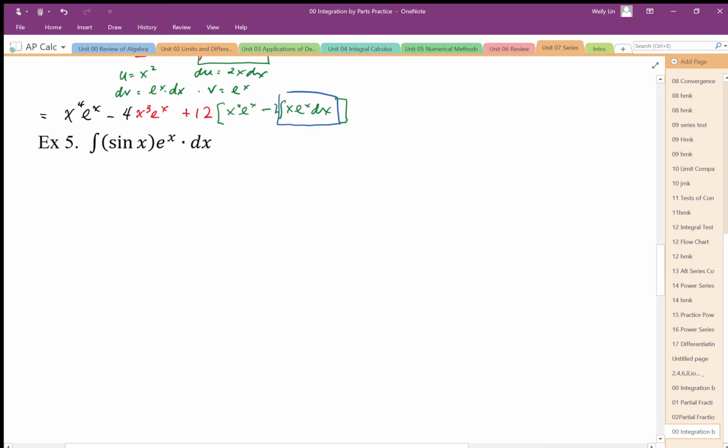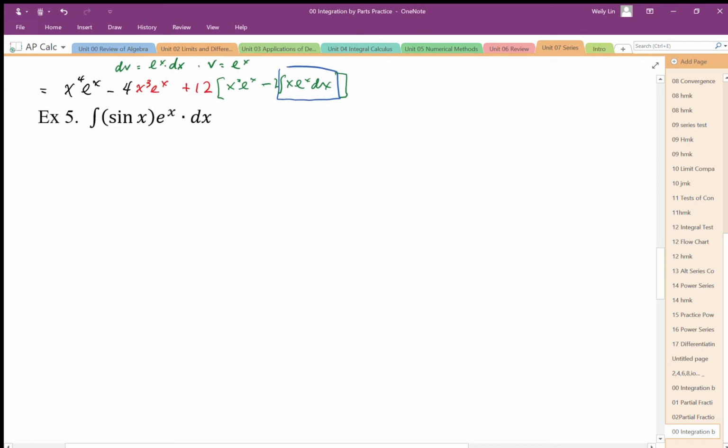This next one is fairly similar. There's some similarities to this, in that when we do this, we're going to find that, let's do it and see what happens. Okay, so I'm going to choose sine x or e to the x as my dv. Now, in this case, it's hard to decide which is the harder one, so you can just take a guess and see if it works.